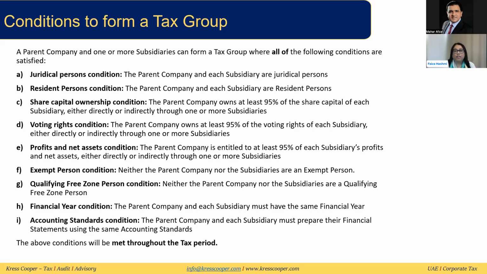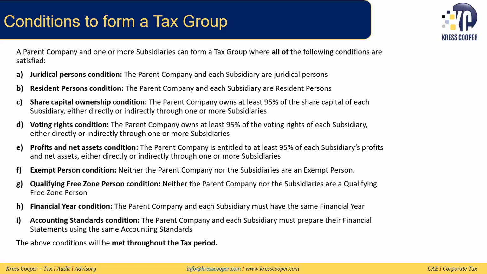Then there's a voting right condition. We have discussed that the share capital condition might be met, but the voting right condition might still not be met because there could be cases where, for example, the company might have issued shares which don't have any voting rights. So the first condition, the share capital ownership condition, would be met, but the voting right condition will not be met in that case, because the parent company needs to have at least 95% of the voting right in the subsidiary.